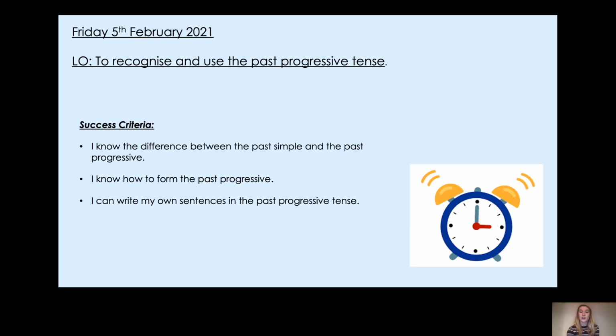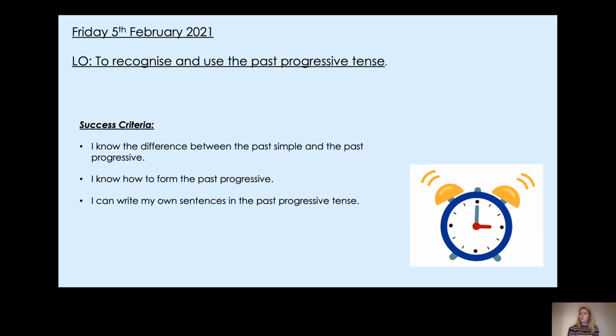Now today we are going to be looking at a brand new tense that we've never looked at before. In the past we've looked at the present tense, we've looked at the past simple tense, and we've looked at the present progressive tense. Now today we are going to be looking at recognising and using the past progressive tense.